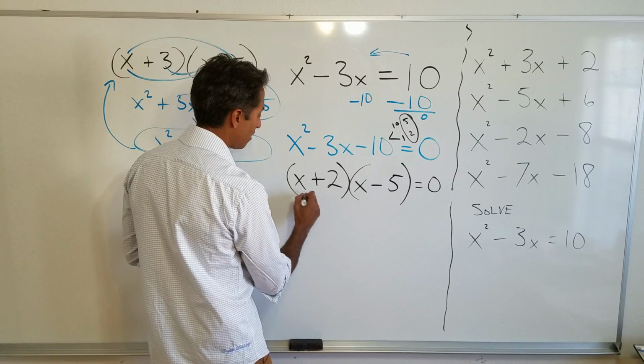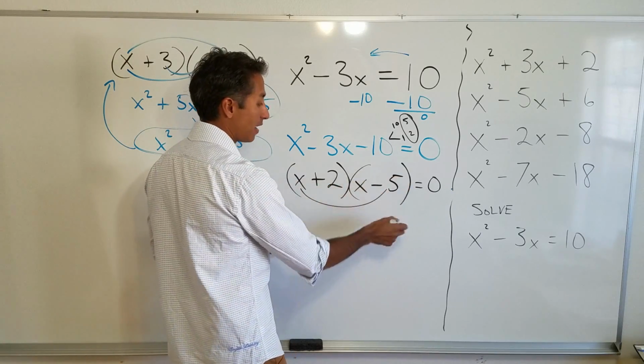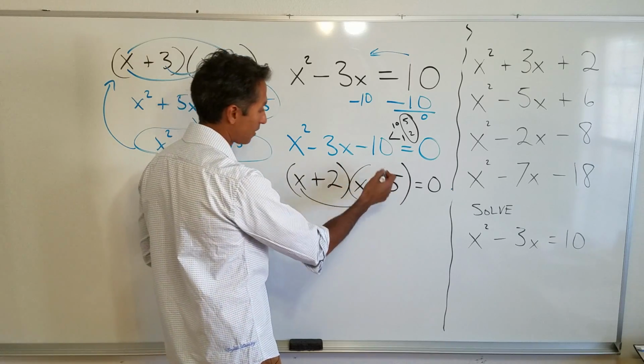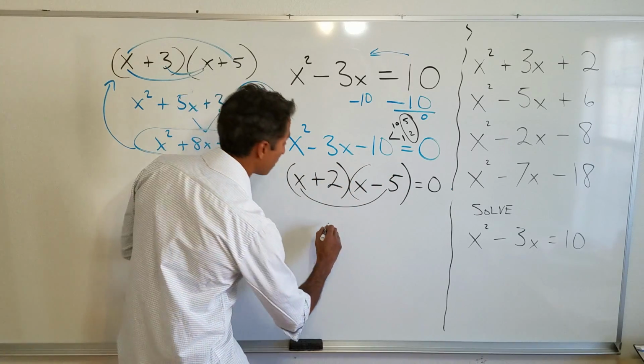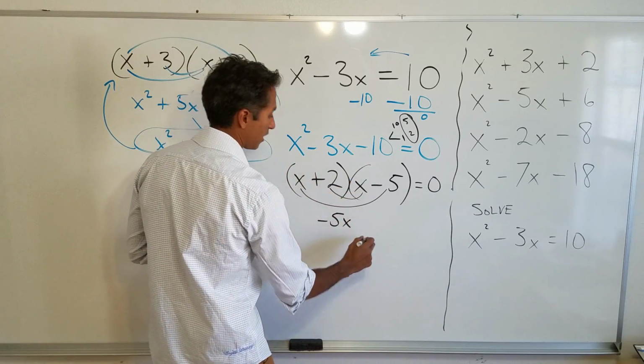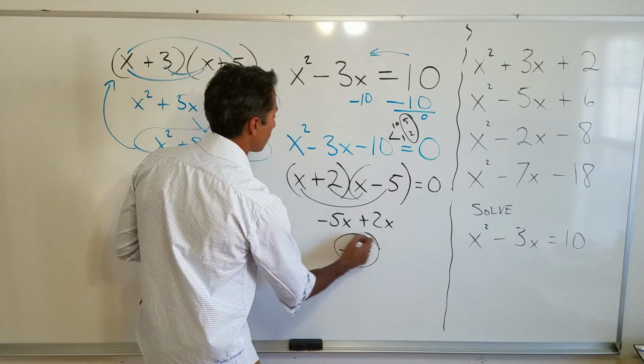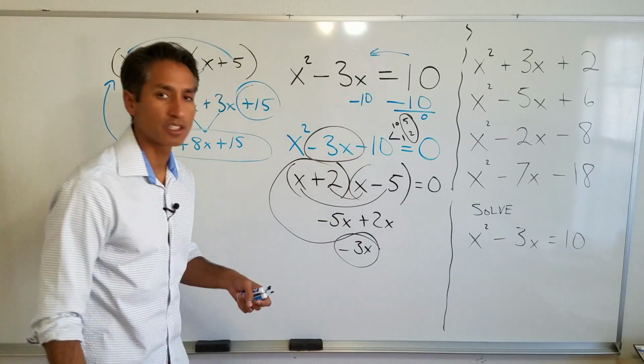So let's do the middle, which would be the outside. X times -5, and if it helps you, circle the values, right? Because make sure you bring the negative with you. -5x, and the inside's going to give me a plus 2x, which is going to give me a -3x. So it does actually match, which is nice.